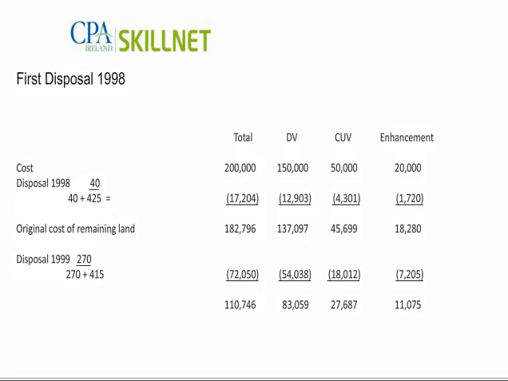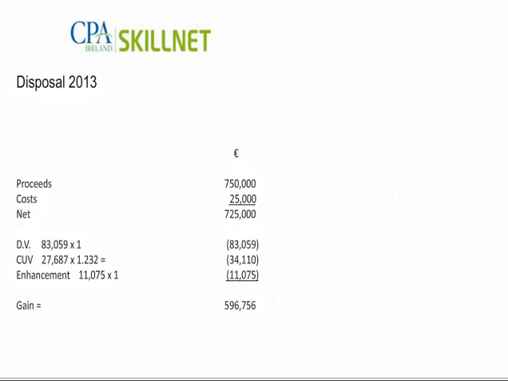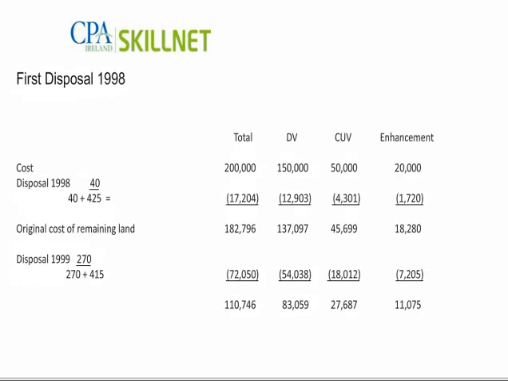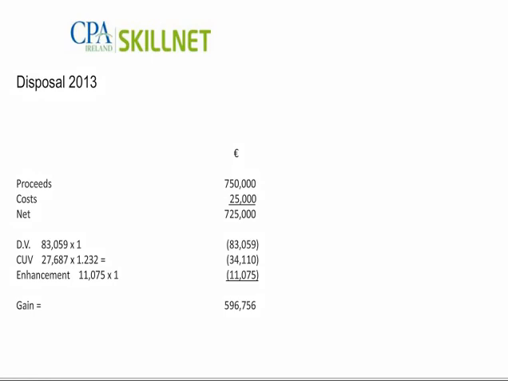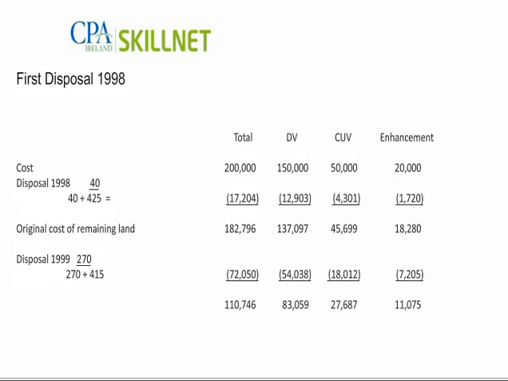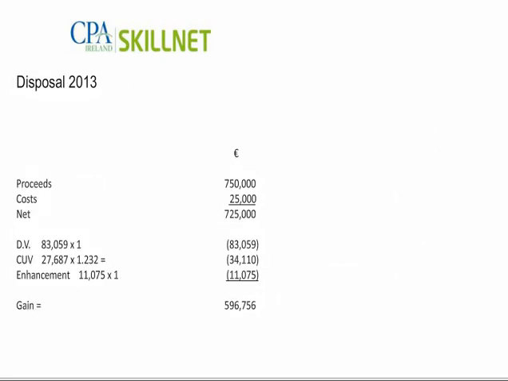What was left? Well, we'll just go back up to it. It was 82,059, which was the development value, and 82,059 is not indexed, so that's by 1. The current use value was 27,687, and I index that, which gives me an indexation figure from 1998 to 2013 of 1.232. For an exam, that will be given to you at the start of the exam. 1.232, 34,110. Enhancement expenditure, back up again, 11,075 is left.